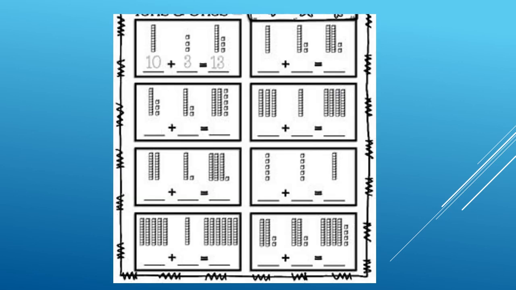If it's easier, you can count each square. You know that one bar makes 10 and the singles make ones. Pause the video and try and do this by yourself. Good luck!